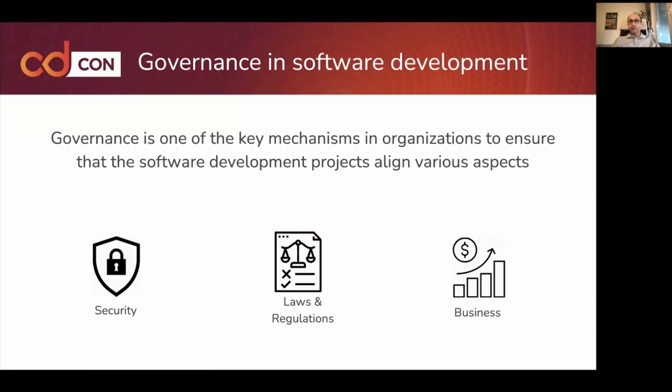So if you look at governance in software development, it is not entirely different from how governance is defined in the dictionary. Governance is one of the key mechanisms in organizations to ensure that the software development projects align various aspects. One of them is security, the other one is laws and regulations, and finally business. So the organizations working with software development projects need to align with these aspects to ensure they don't expose end users to security risks, they follow local or global laws and regulations, which could be industry specific or generic, and finally to satisfy business requirements.